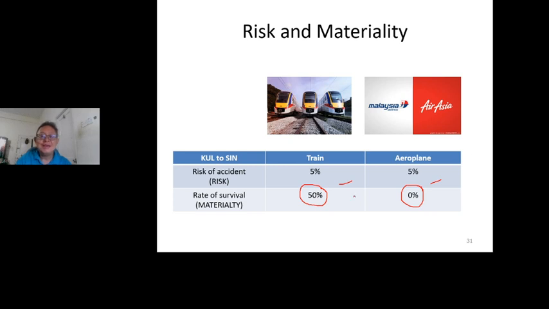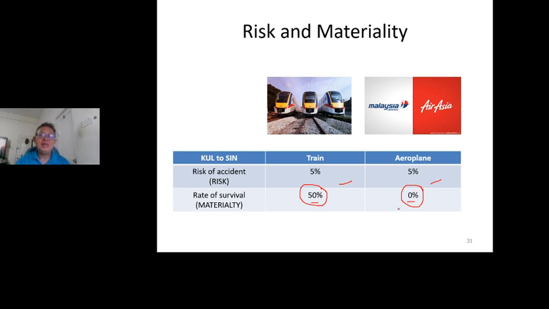So you can see here the materiality of the aeroplane is higher, with 0% survival, as compared to 50% for the train. So which one do you think is more significant here? Okay, 0% is very significant for the aeroplane, but 50% is not that significant in the train. Why? Because we can anticipate another 50% survival rate. So you have to understand this concept, right?